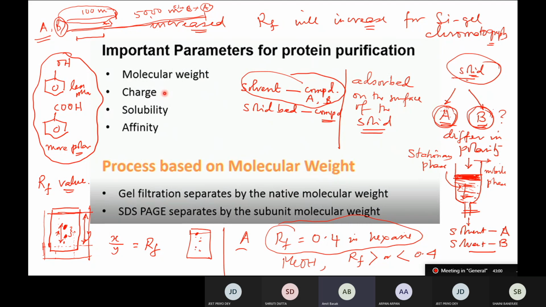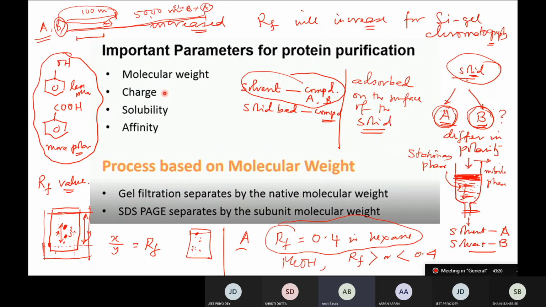Here what you are doing is actually making both A and B move slower, but as they are moving slower, what will happen? Ultimately, the gap between the two will slowly increase. Their difference will slowly increase with time.